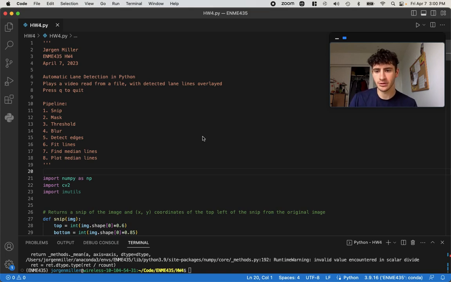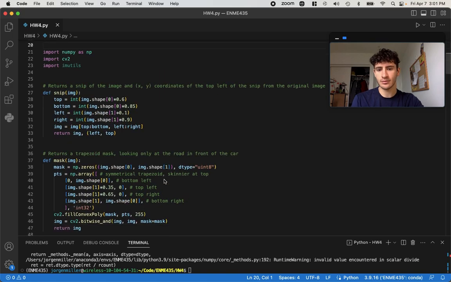Hello, I'm Jürgen Miller, and this is my automatic lane detection written in Python. My pipeline is as follows. First, I snip the image, then mask it, threshold, blur it, detect the edges on it, fit the lines, find the medians of those lines, and plot those. The result of this is a video read from a file and played from a file with the detected lane lines overlaid.